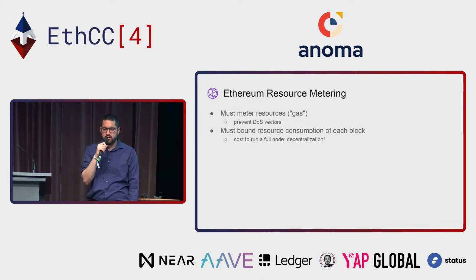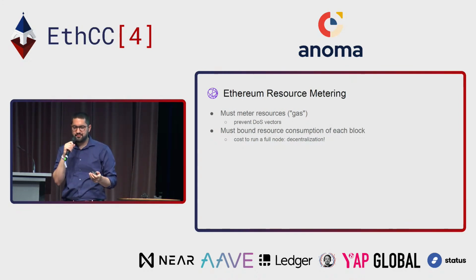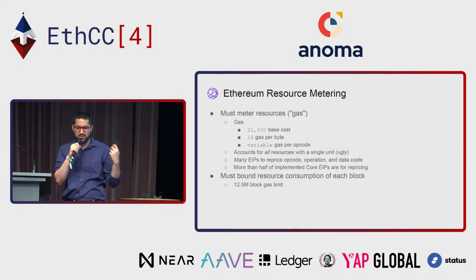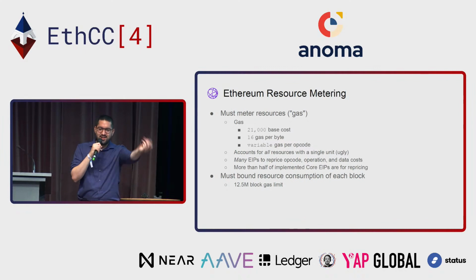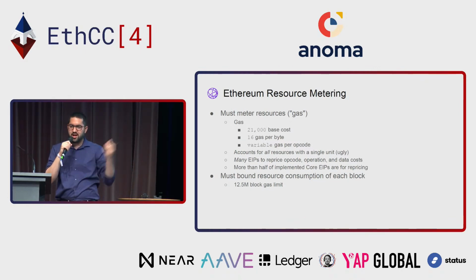OK, so again, we first need to meter resources, and then we need to bound the consumption of these resources for each block. Ethereum has to do this too. All blockchains have to do this. Well, maybe not the centralized scam chains, but you get the idea. OK, so how does Ethereum meter resource consumption? It meters it with gas, obviously.